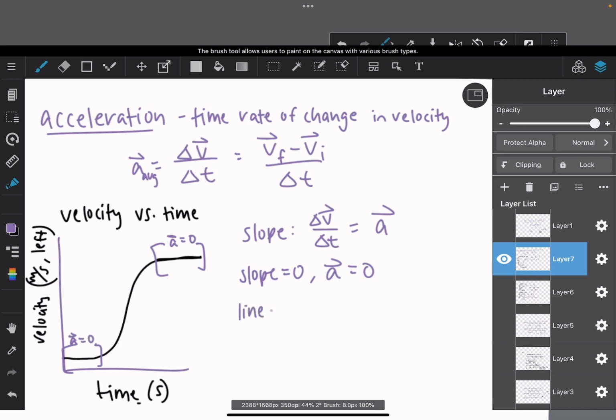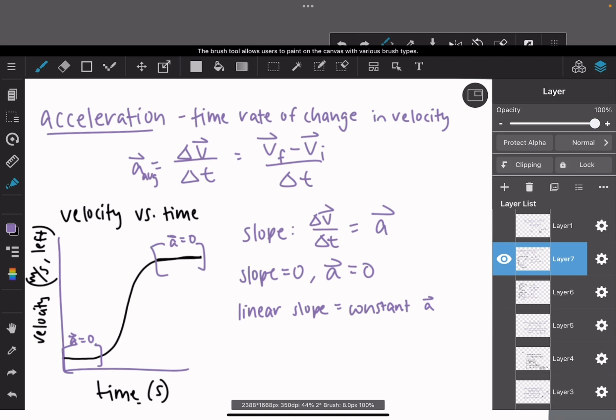It's also important to note that in a velocity versus time graph, a linear slope means that the object has constant acceleration in that interval. So now you can read the velocity versus time graphs.